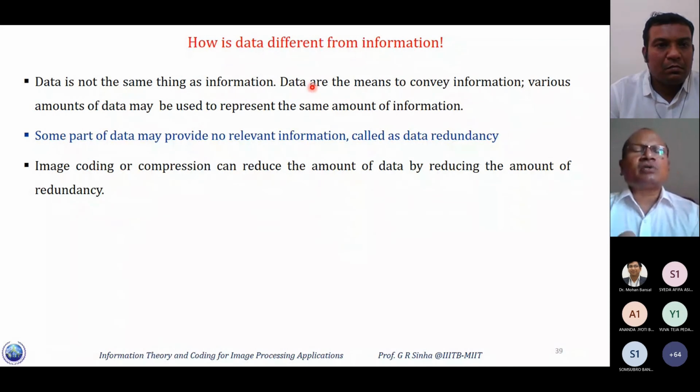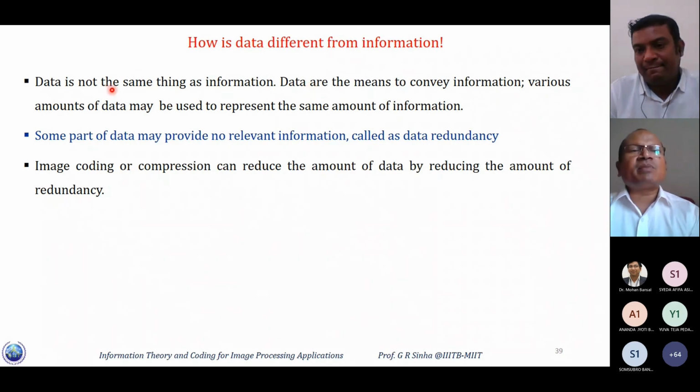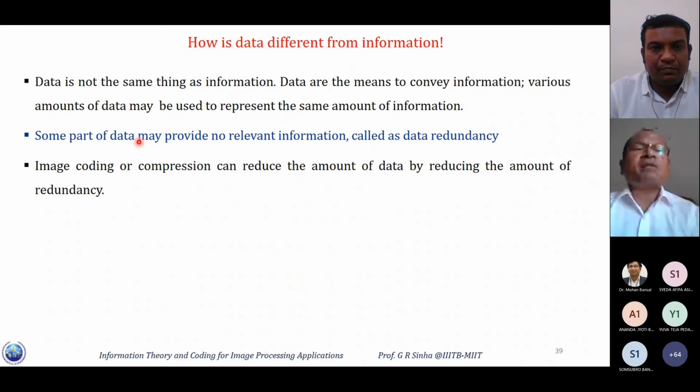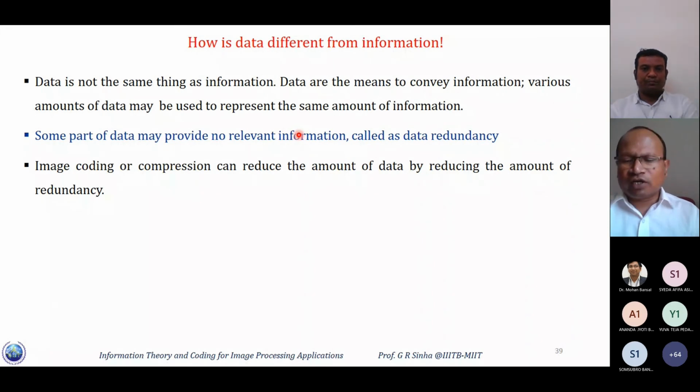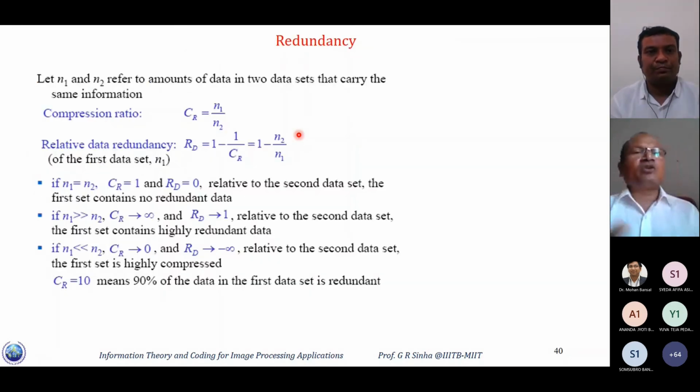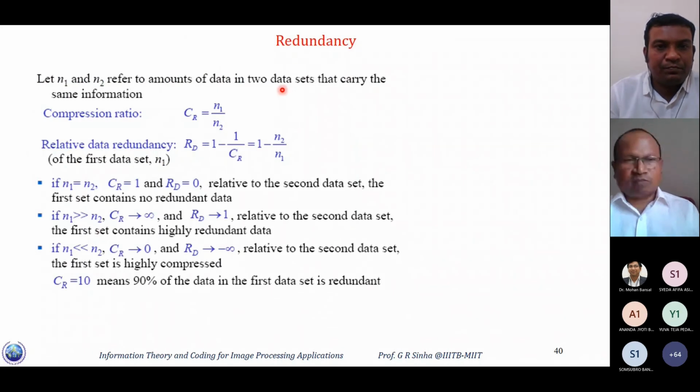As I'm talking about data and information repeatedly, there is a difference. Data is not the same as information. Data are means to convey the information. Various amounts of data may be used to represent the same amount of information. Some part of data may not provide relevant information. That is called redundancy. It is not contributing any information, but the data is associated, so you can remove that. This is how redundancy can be explained.